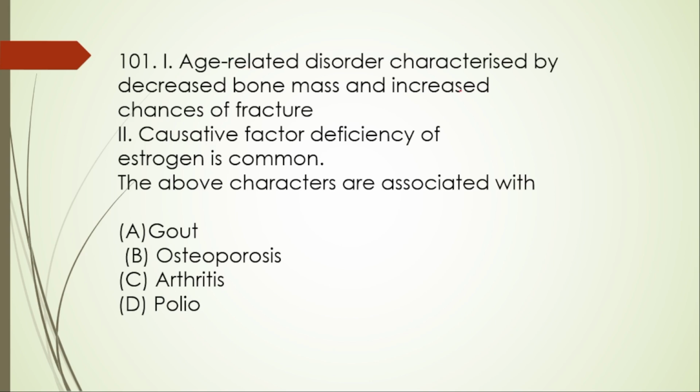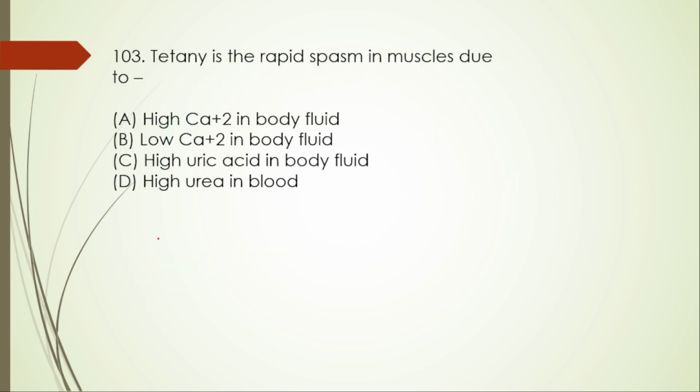Age related disorder characterized by decreased bone mass and increased chance of fractures. Second one, causative factor, deficiency of estrogen is common. The above characteristics are associated with B. Osteoporosis. Osteoporosis. Next one, that is 103. Tetany is the rapid spasm in muscles due to the low calcium ion in the body fluid.